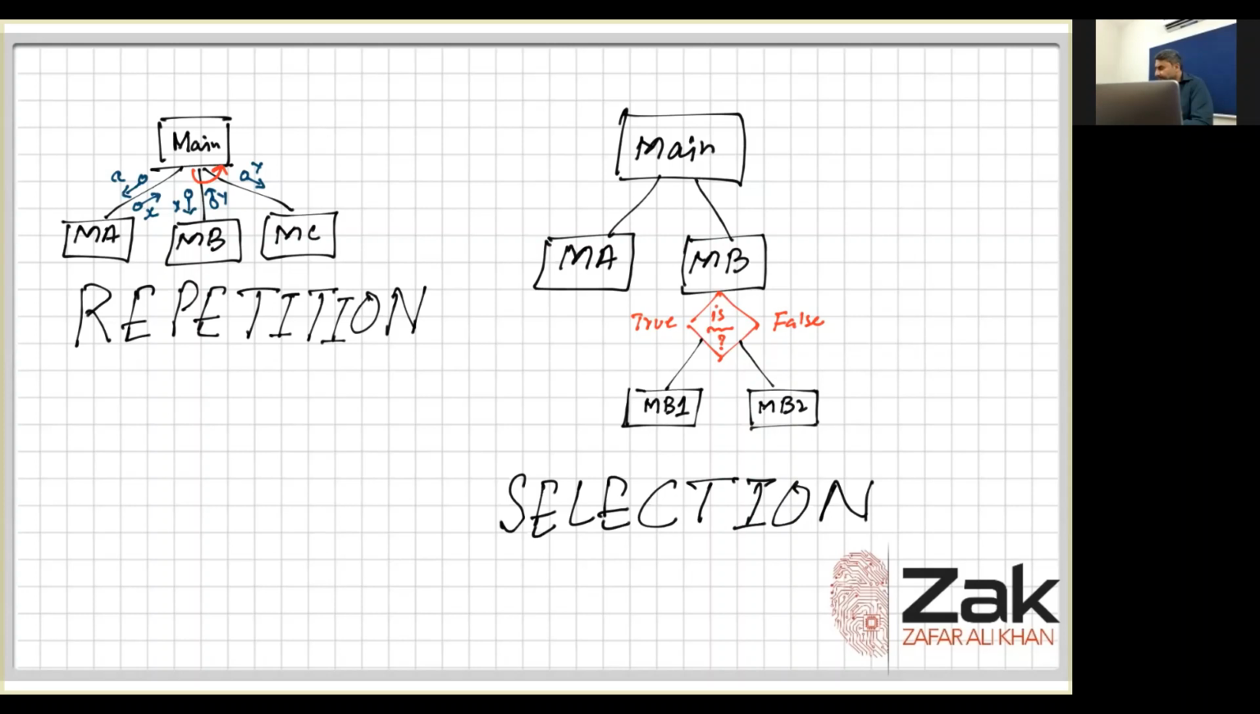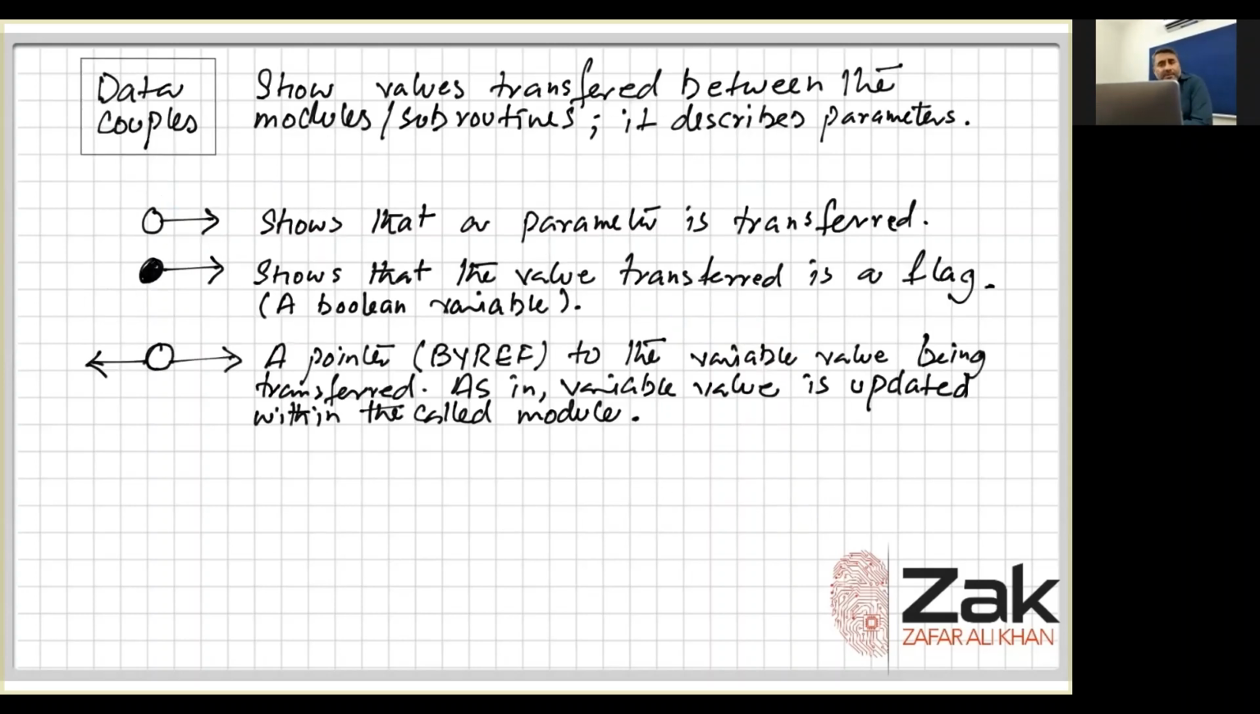Now, data couples. As I told you, when a subroutine calls another subroutine, they transfer values which are called parameters. And these parameters are shown using data couple shapes. So data couples show values transferred between the modules or subroutines that describe parameters. Now, this is the first type, which is most commonly used. It shows that a parameter is being transferred. This is any data type.